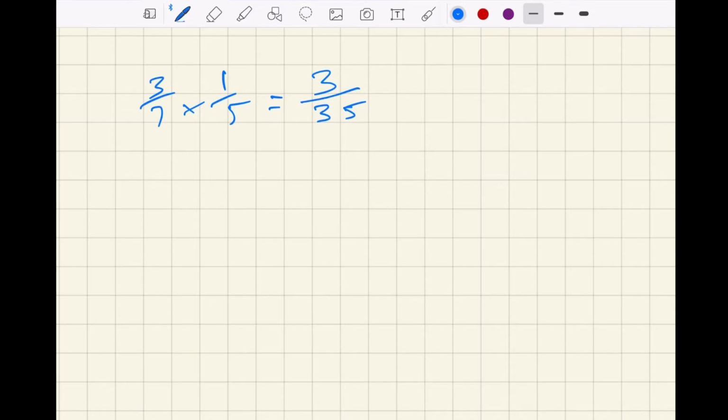3/35. So there's your answer. When you get to this point, this is where you've got one more thing to do, maybe. It depends on the numbers. So you've got to try, if you can, to cancel it down to the lowest common fraction. And the way you do that is by asking a couple of questions.